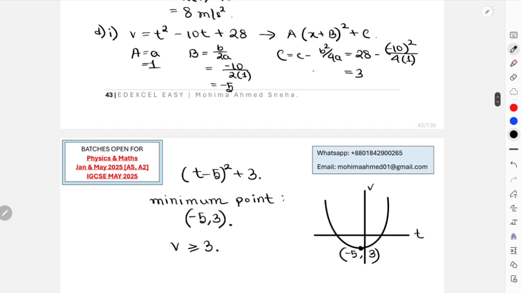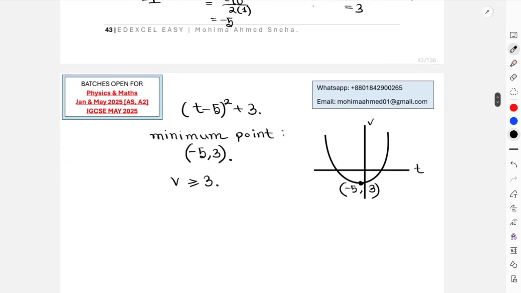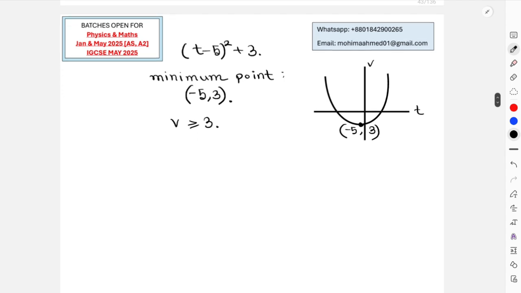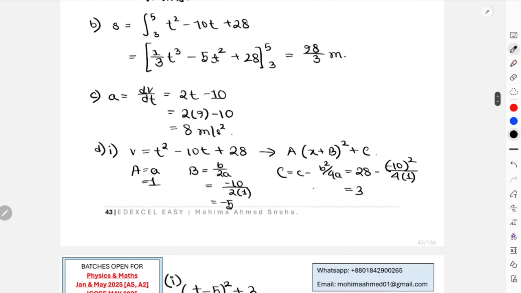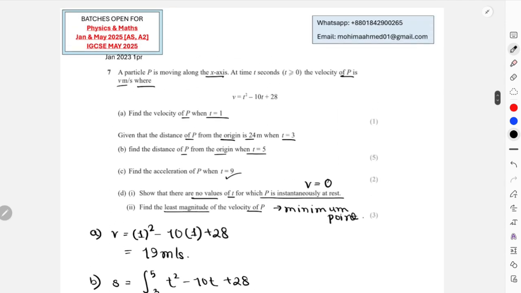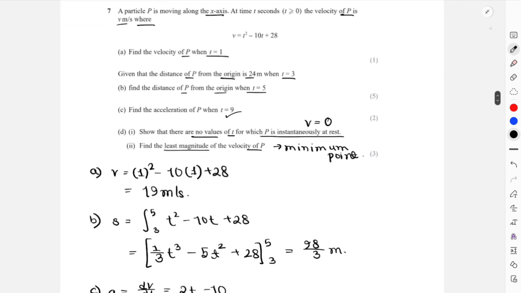Now after this they want to find the least value for v. I already know the least value, right. So for part 2, the least value is 3, that is the minimum value over here. The least value is 3 meters per second. This was for part 1. So yeah, this is it for the kinematics second question.